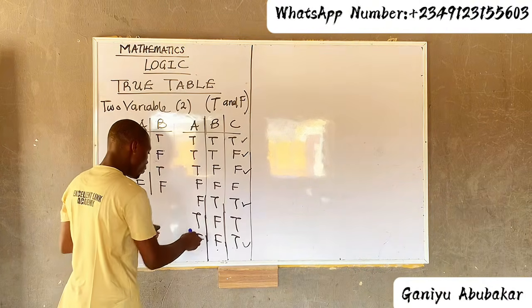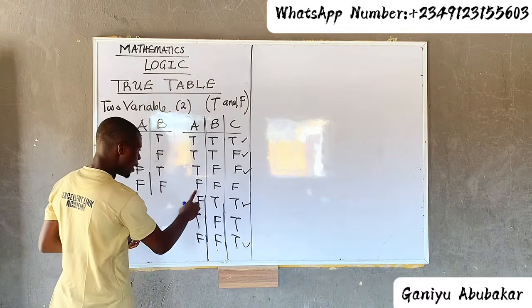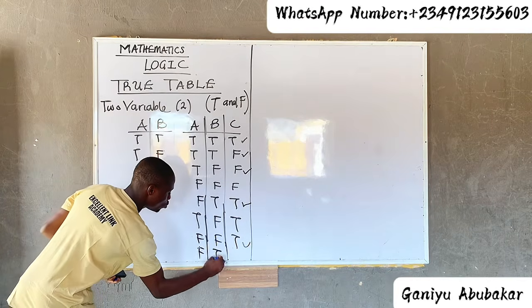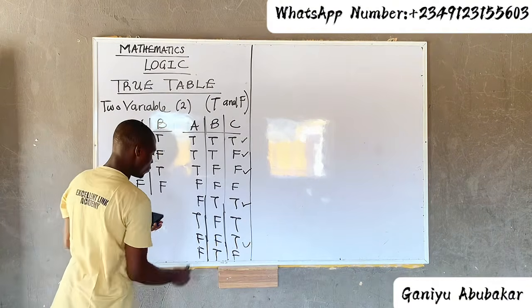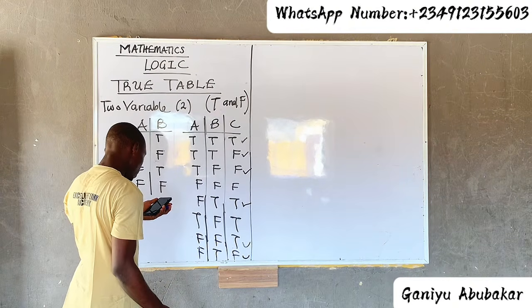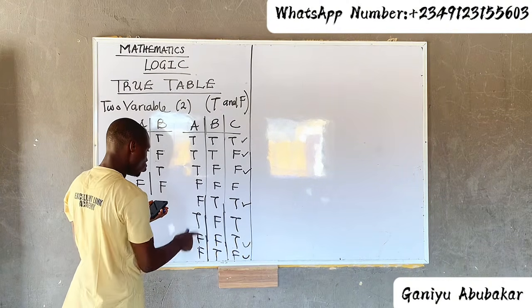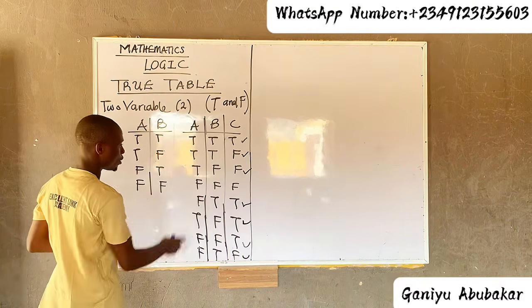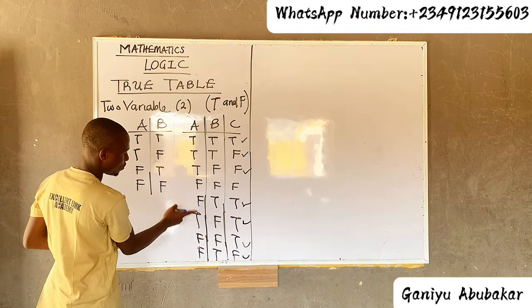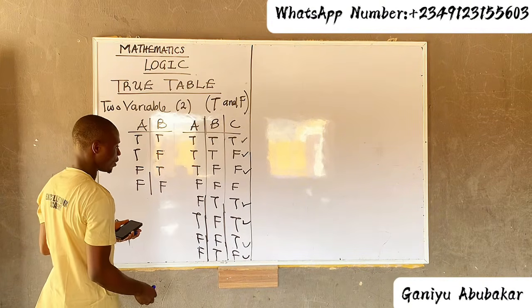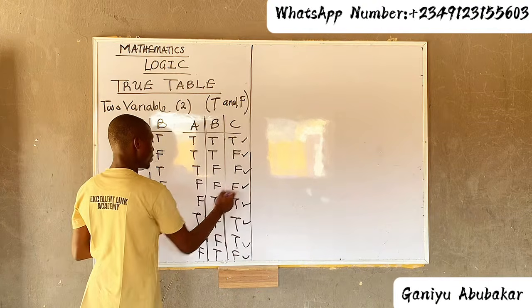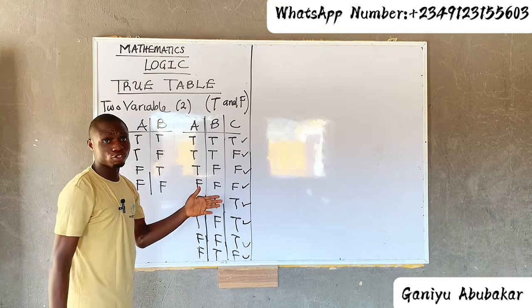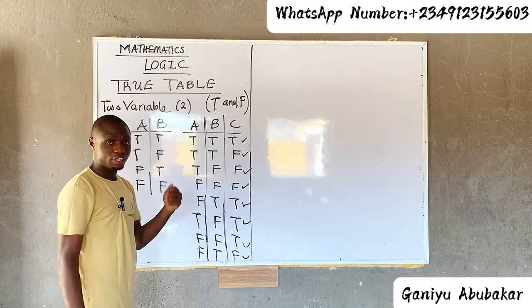False, true, false. I have a false, true, false. False, false. I don't have false, true, false. I don't have this one. False, true, false existed. Next up, true, false, true. True, false, true existed. This is 1, 2, 3, 4, 5, 6, 7, 8. Right, I have 8. Then false, false, false. All right, I have this. So it becomes your 8 proper arrangement of true and false, such that none should be repeated.